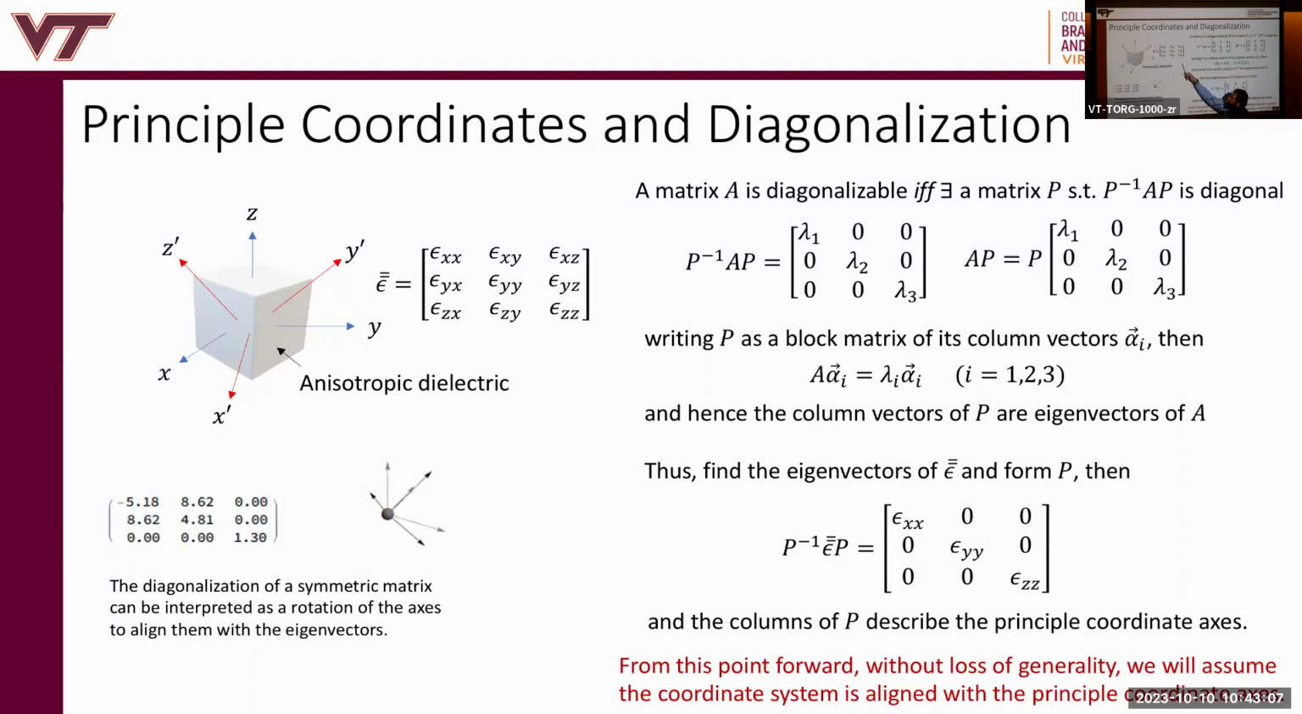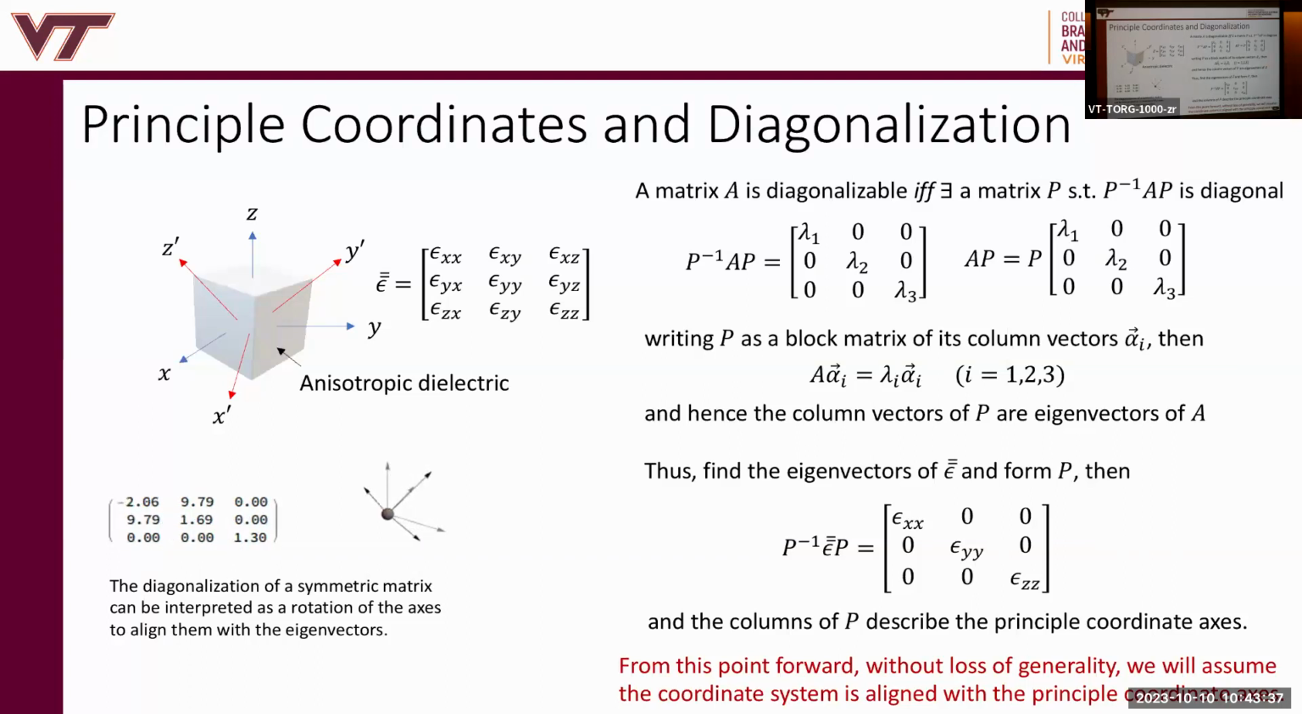This permittivity is a full matrix here, right? Epsilons are in all 9 positions. We know 6 of them are independent for lossless media that conserve energy. But we know that a matrix like this can be diagonalized. If you remember from your linear algebra, the matrix A is diagonalizable if and only if there exists a matrix P such that P inverse A P is diagonal.